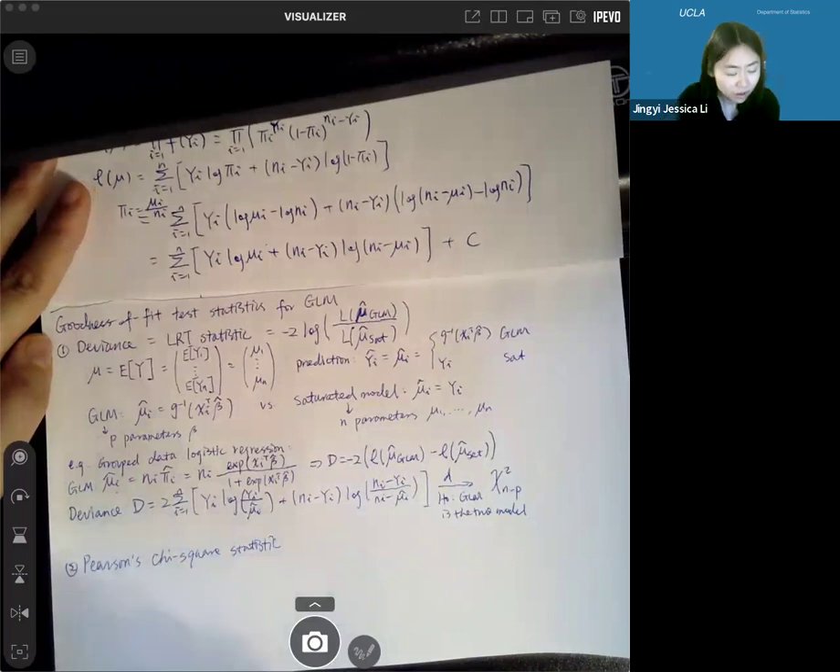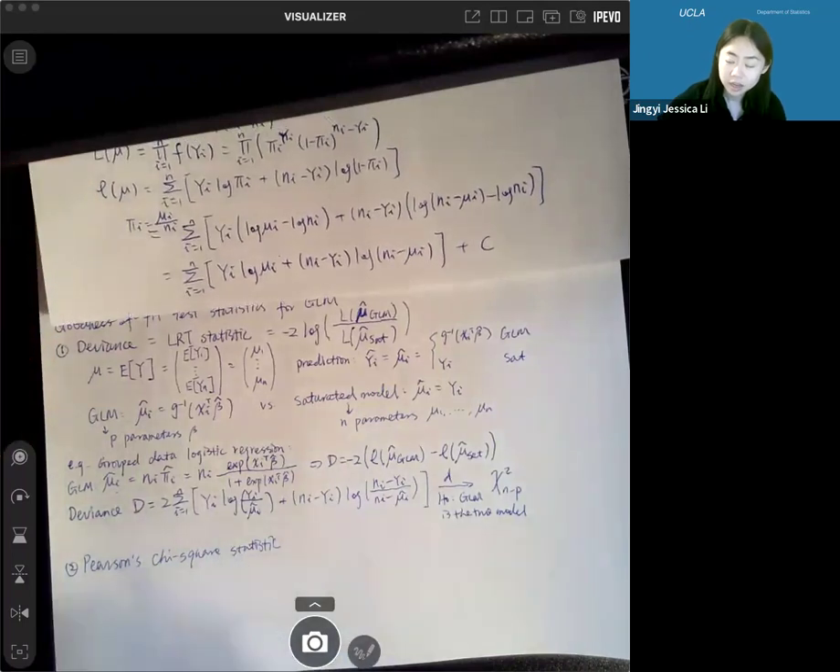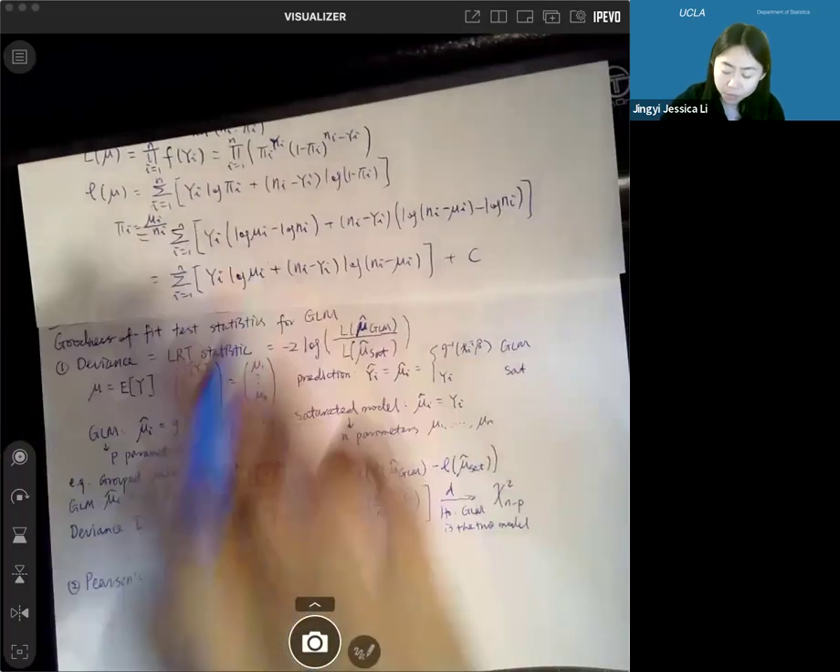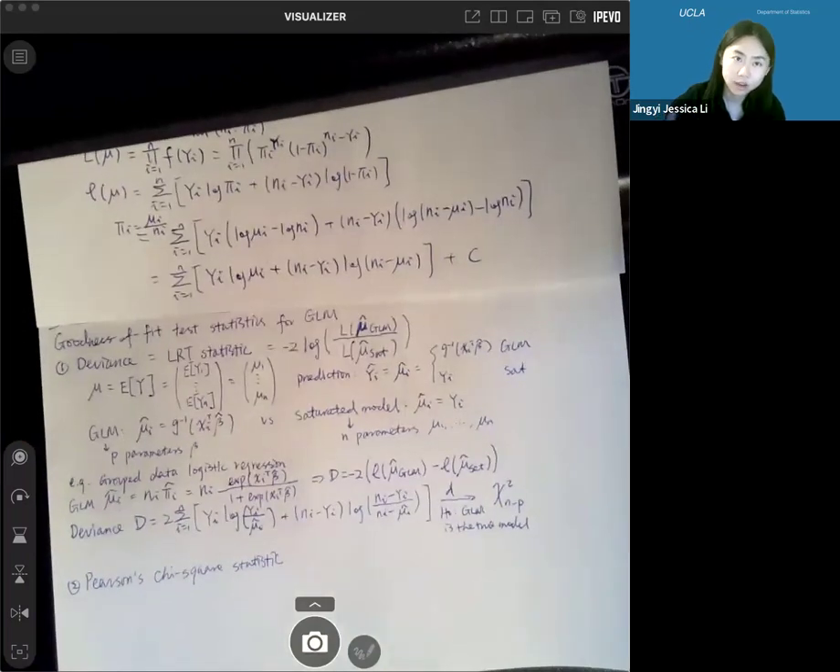But here we are not going to prove the equivalence. We'll just give you the general idea behind Pearson's chi-square statistic. As some of you may know, Pearson is one of the founders of statistics more than 100 years ago. That was the time when statistics emerged as a discipline.